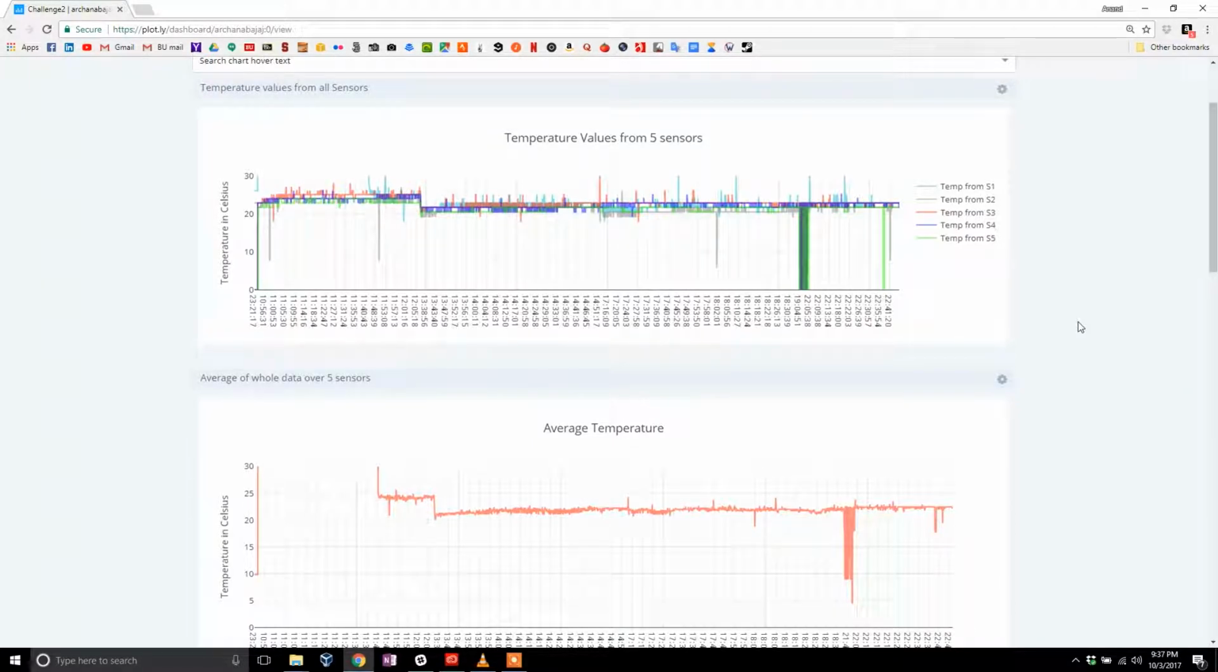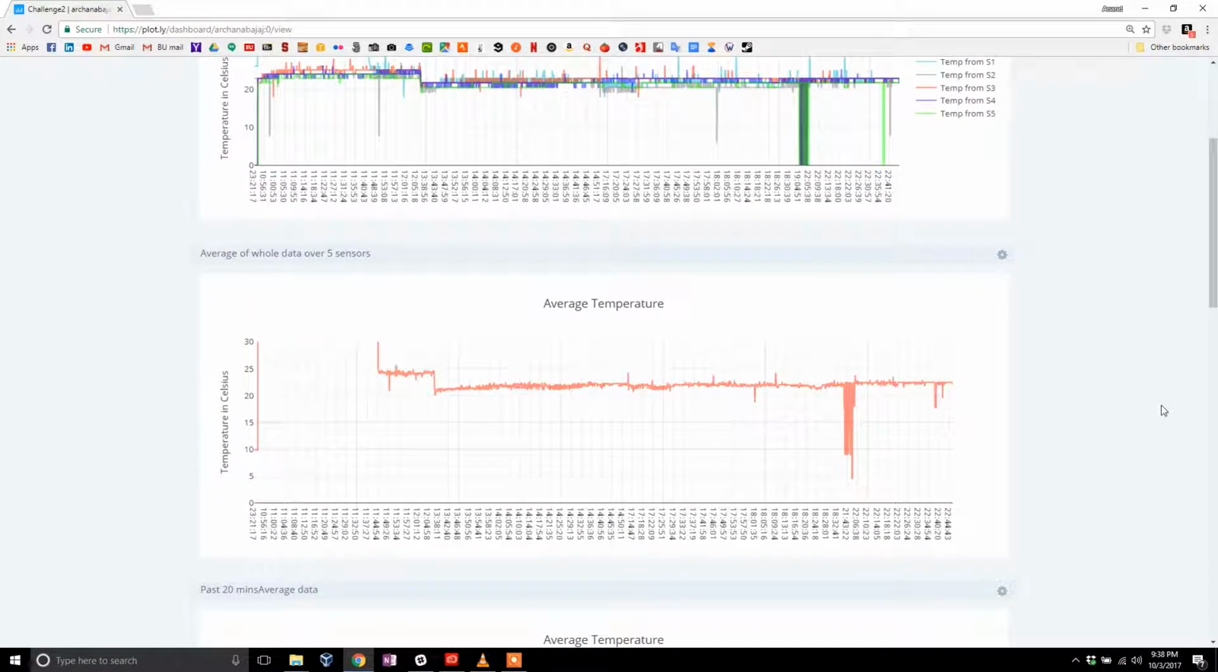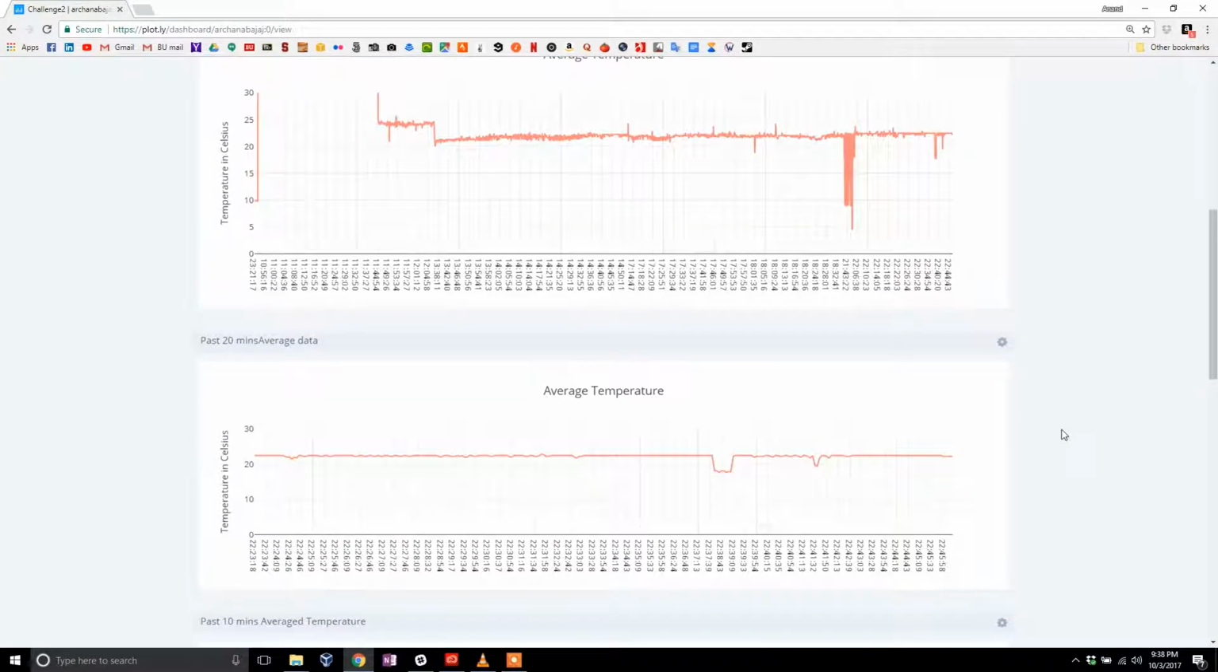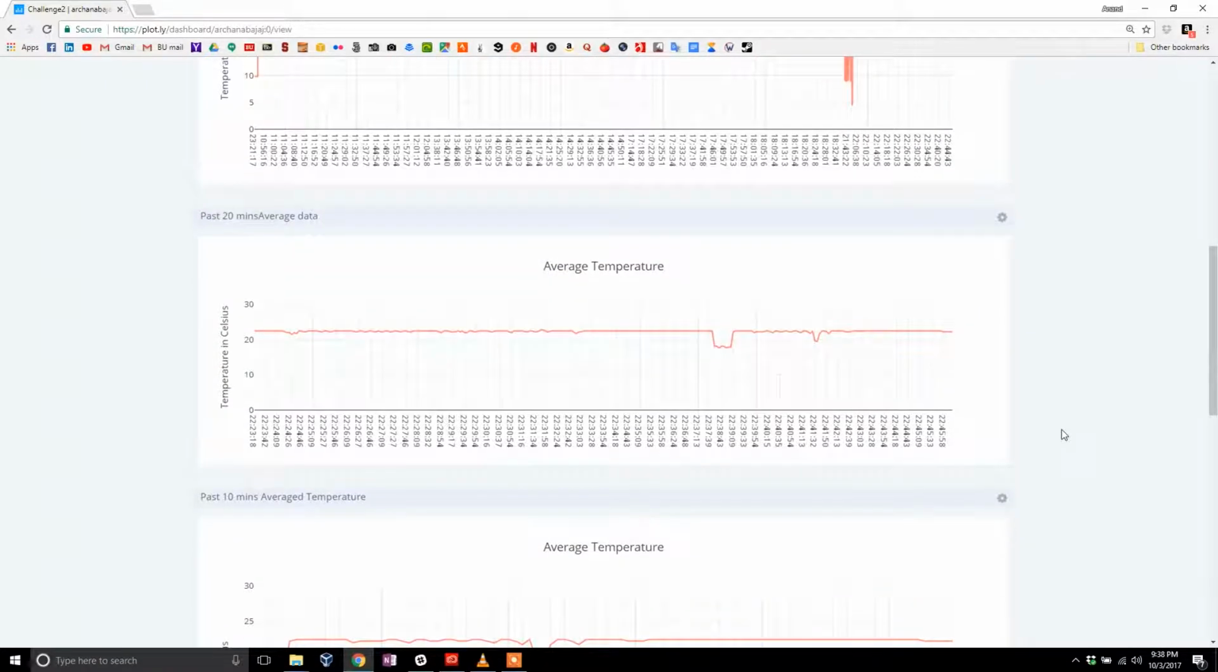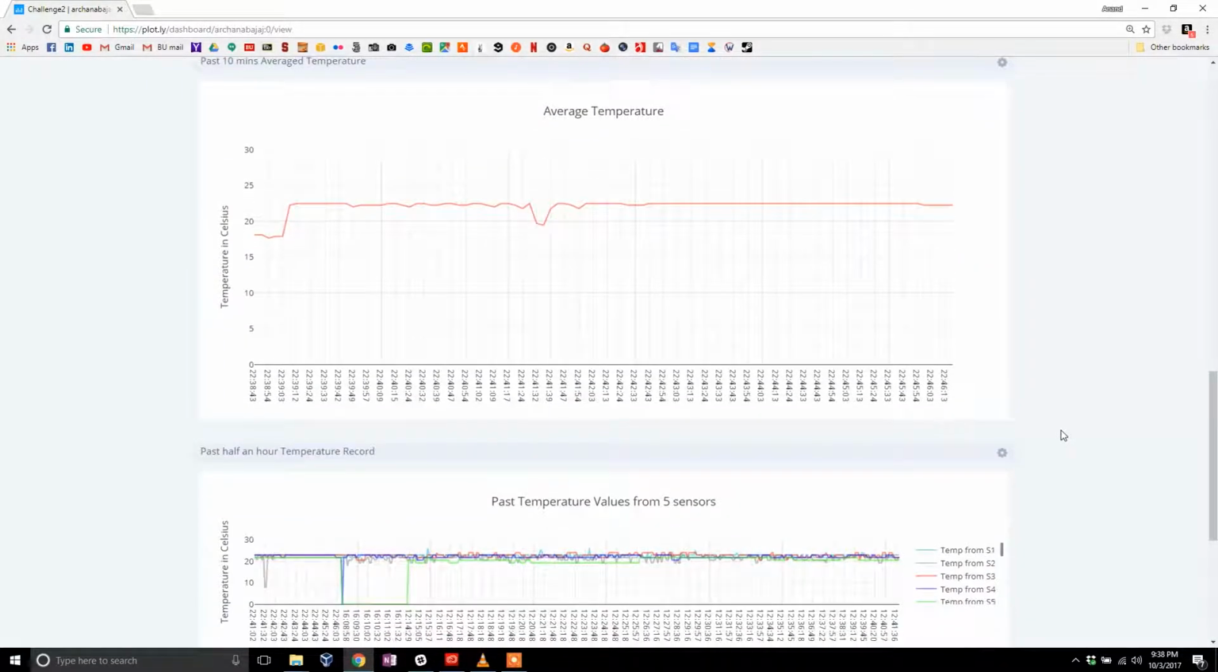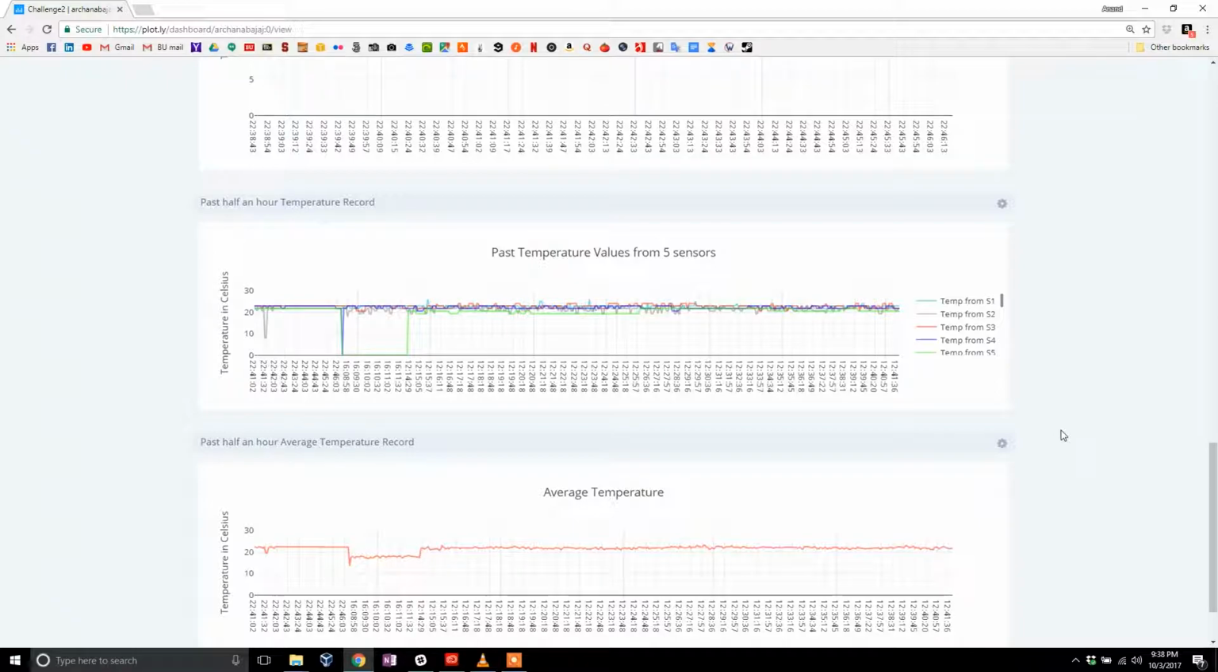Here you can see the first graph is the graph of the data collected by all the 5 sensors represented against the timestamp. This data is collected over 9 hours, and below that is the same graph with the average temperature. And after that, we have shown the average temperature collected over 20 minutes, 10 minutes, and half an hour. Also, data collected by 5 sensors over half an hour.